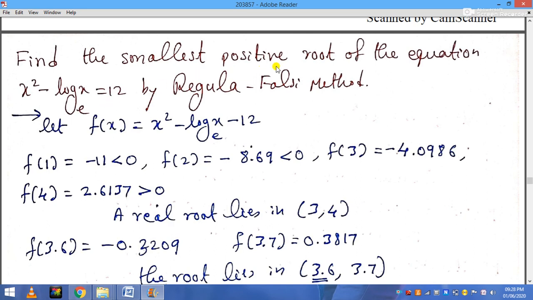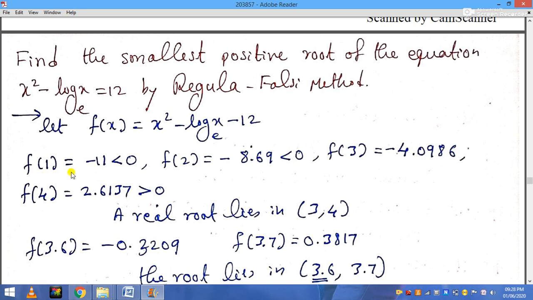Find the smallest positive root of the equation x square minus log x is equal to 12 by the regula falsi method. So here the given function is f of x equal to x square minus log x minus 12. The first step is to find one negative and one positive value by substituting x equal to 0, 1, 2, 3 or minus 1, minus 2, minus 3. It is a trial and error method.